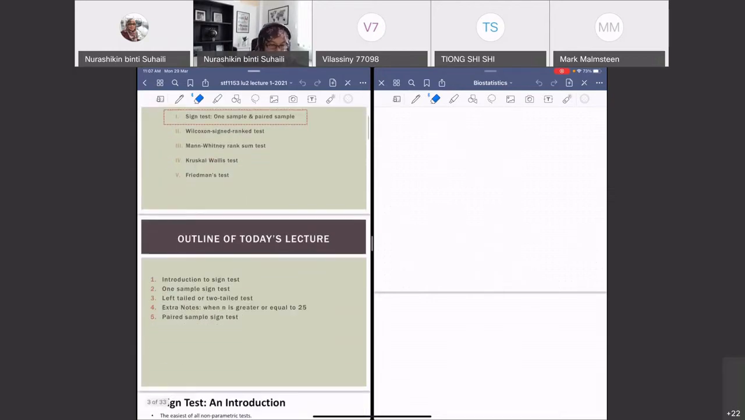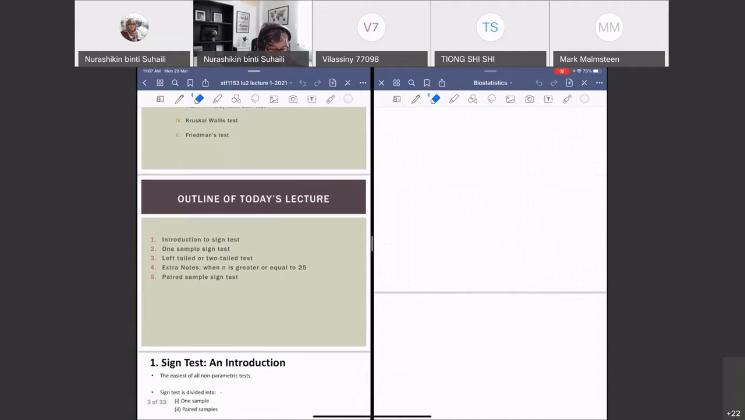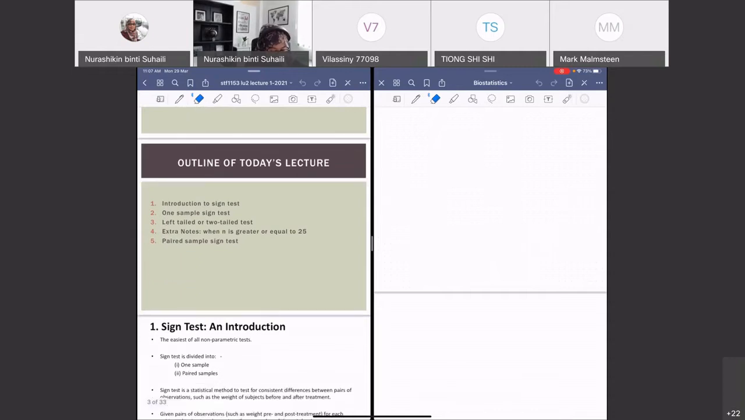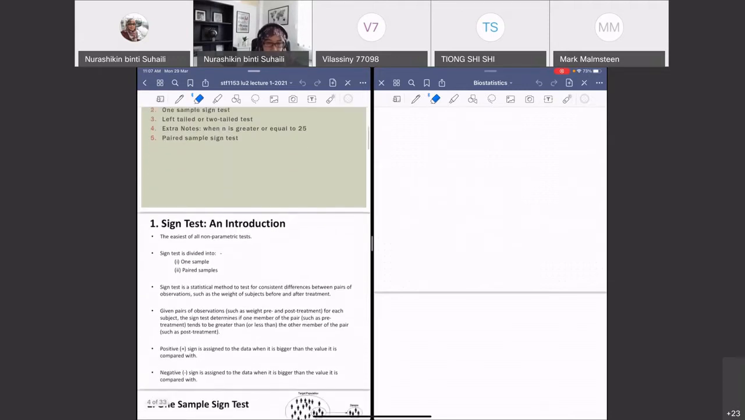Now let's move to today's outline. It's about the sign test. Under the sign test, we are going to look at what the sign test is and what the one sample sign test is. Then the left tail or two tail test, what is meant by that. Then some extra notes for the one sample sign test when n is greater or equal to 25. And the second part is the paired sample sign test. So that's the outline.